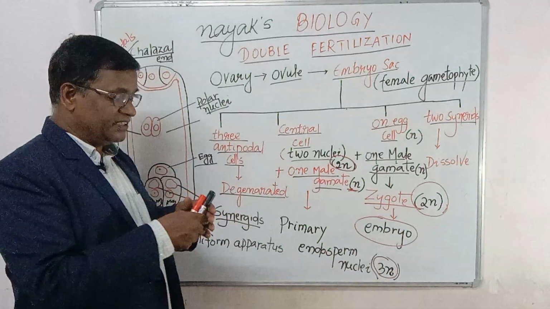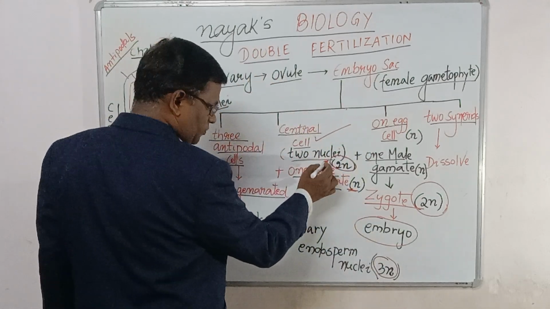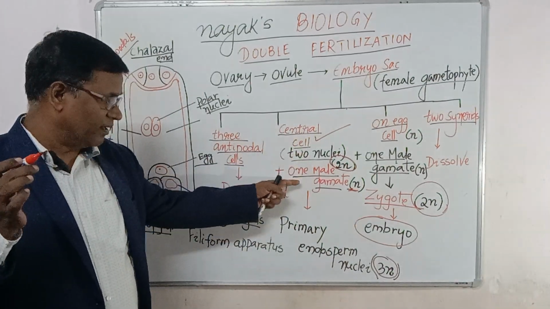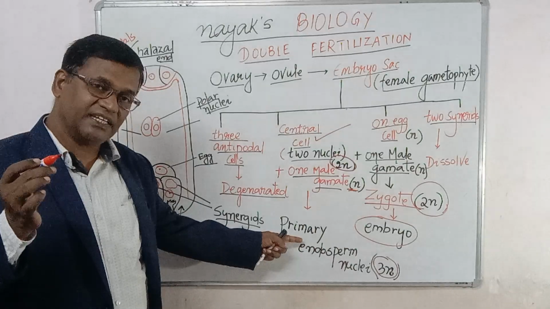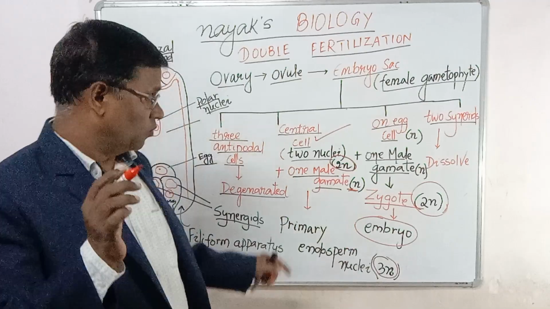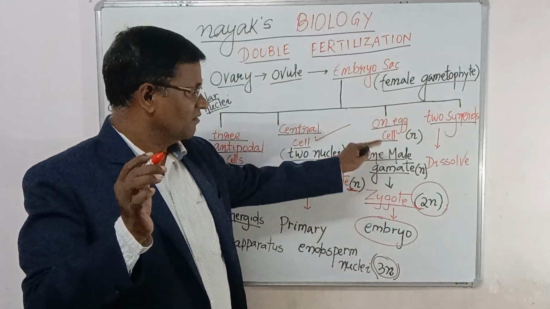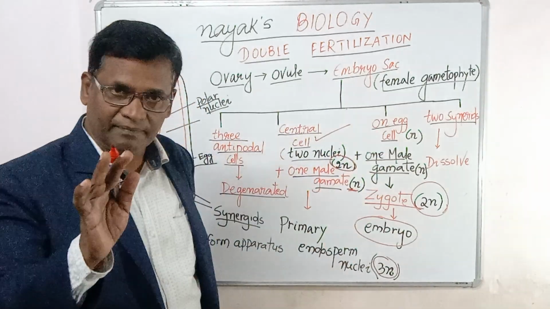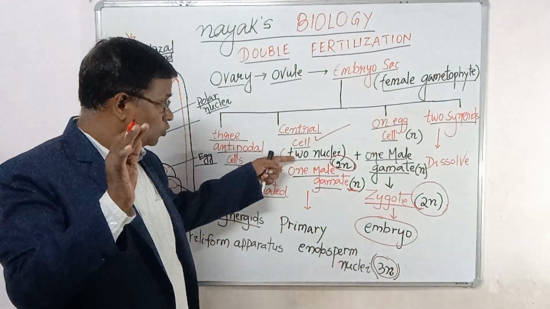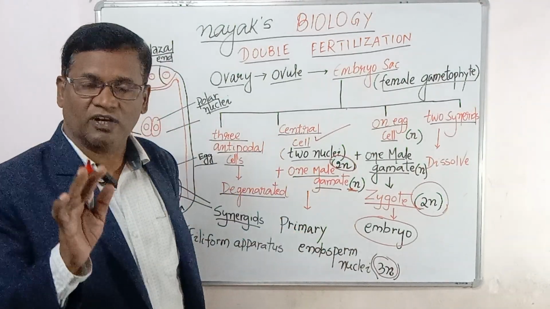Here what happened? Our central cell, which consists of two nuclei, combines with one male gamete. It is diploid, the male gamete is haploid, so it forms 3n, 2n plus n, 3n, which is the primary endosperm nucleus. Two types of fertilization occur here. One fertilization is when the egg cell combines with one male gamete, and another fertilization is when the central cell, which consists of the two nuclei, combines with one male gamete to form the primary endosperm nucleus. All of you clear?